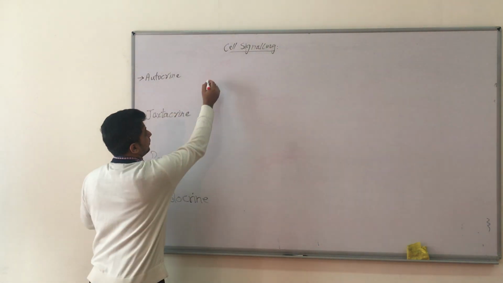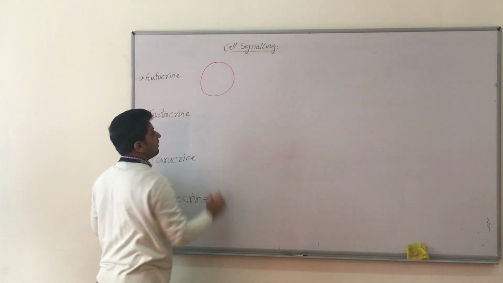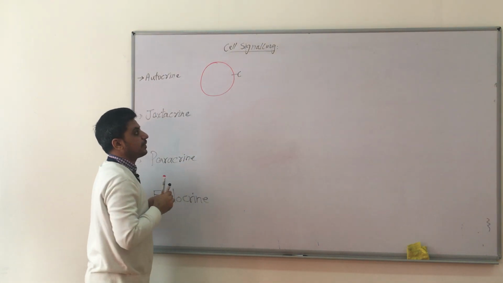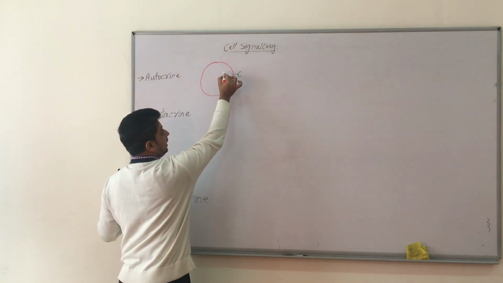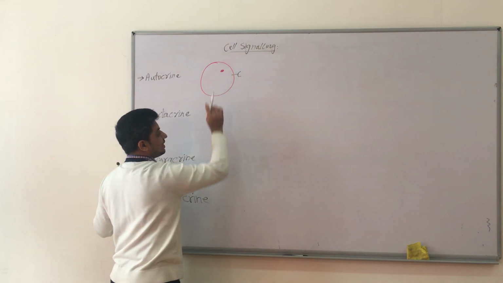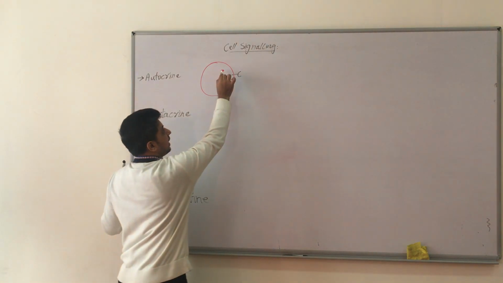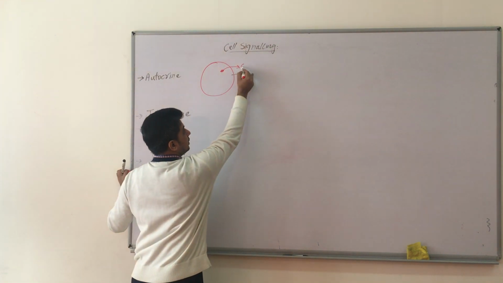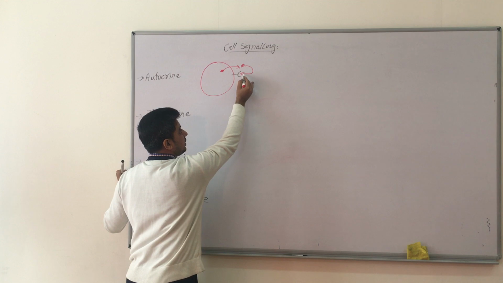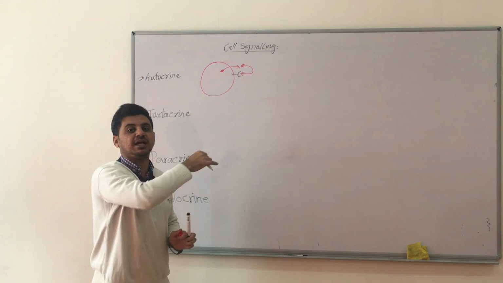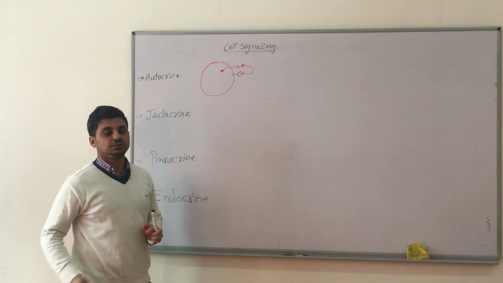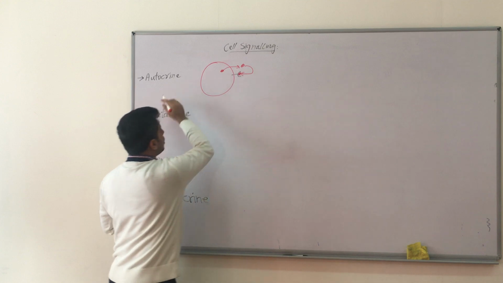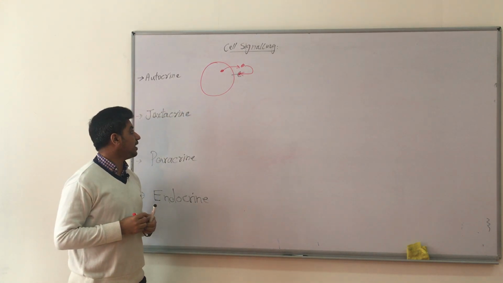Like in this diagram, for example, here we have a cell and in the cell we have a receptor. Now what will happen? Inside the cell, a signal or a chemical will be produced and released. After that, this chemical will bind to the receptor present on the same cell which released the chemical. Such communication is named autocrine communication or autocrine signaling.